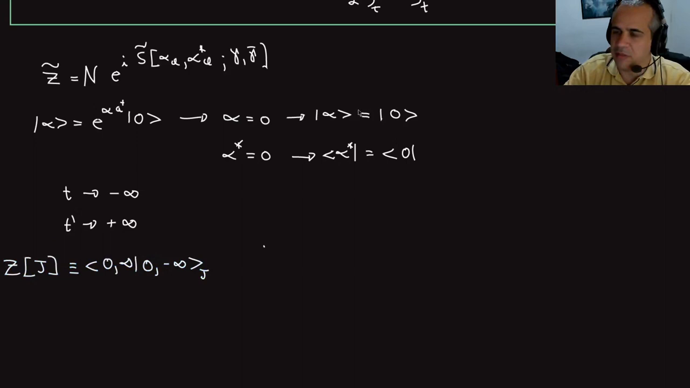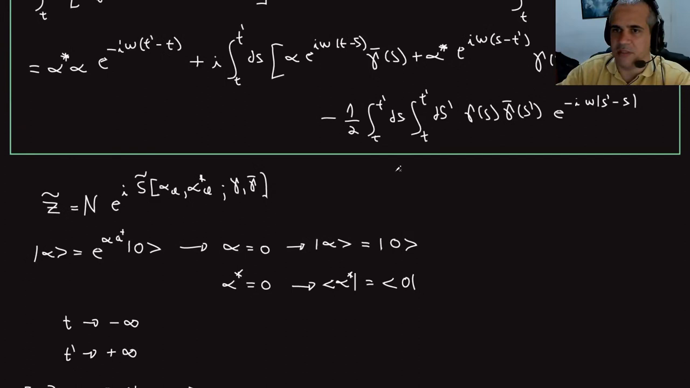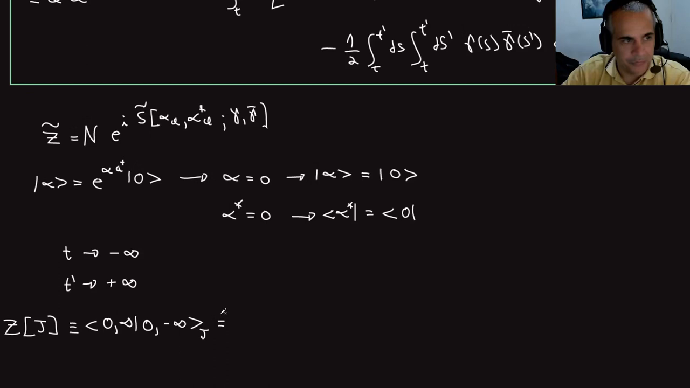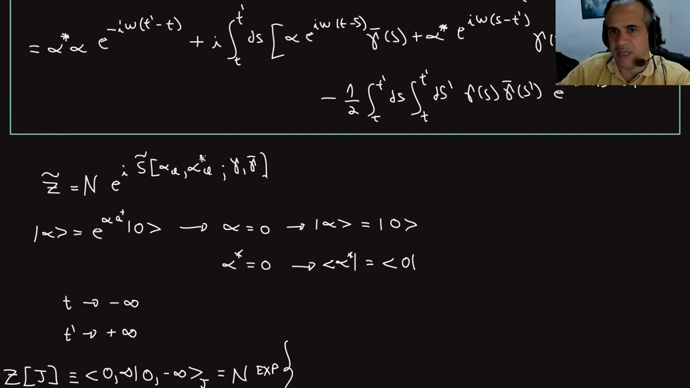So this gives me the ground state in the past. This gives me the ground state in the future, right? And now I can use this expression that is in this green box here to calculate this guy, right? So let's do this. So Z, this is for any boundary condition I'm specifying, but this constant stays here, right? Times the exponential of what is inside. So if I'm setting alpha and alpha star to zero, this part goes away because alpha is zero. This part goes away because alpha star is zero. So this whole first line here is just zero. I don't have to care about it. So I only have to care about this second part.